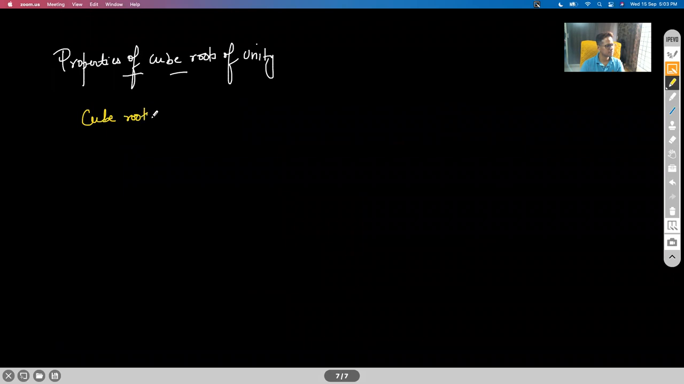Okay. So properties of cube roots of unity. The cube roots of unity, you already know, are 1, omega, omega square. Since they all have come from the cube root of 1, that means if you cube them, they will give you a 1, isn't it? Of course, 1 cube is 1. We all know that. And omega cube, or omega square cube, they will all give you a 1.